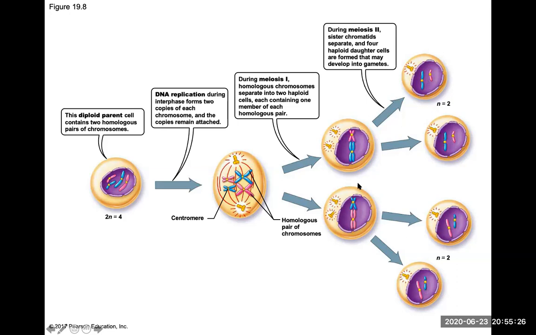So you'll notice from meiosis 1 to meiosis 2, we're just separating out the sister chromatids from the chromosomes to get haploid gamete cells.